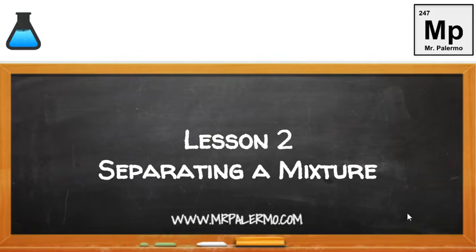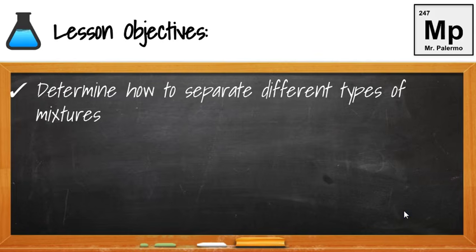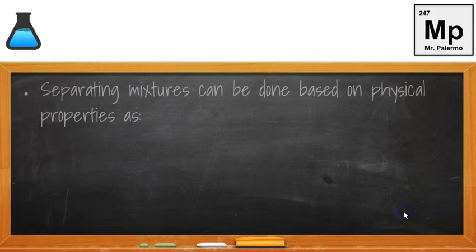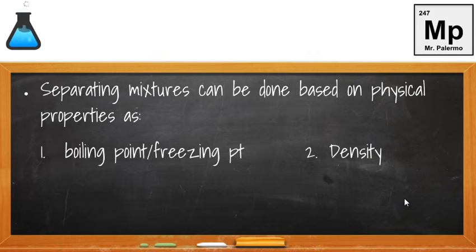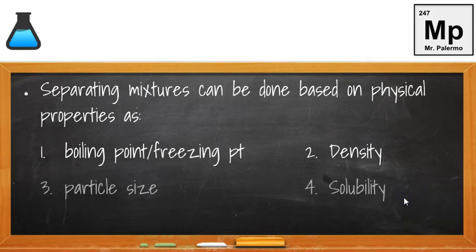Welcome to lesson number 2, separating a mixture. Our lesson objectives: determine how to separate different types of mixtures. We can separate mixtures based on physical properties such as boiling point and freezing point, density, particle size, solubility, as well as magnetism. So let's go through some of the techniques for separating various mixtures.